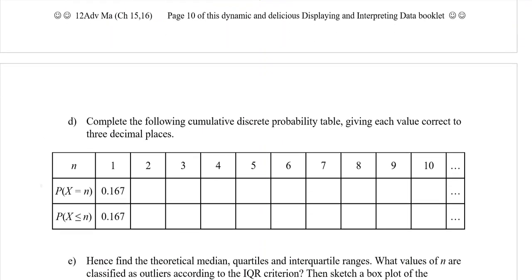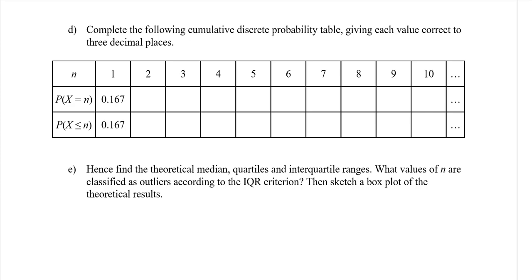All right, question D. More mixing of the probability, though not series. Complete the following cumulative discrete probability table, giving each value correct to 3 decimal places. So, when we're using this notation, the probability that the event which we're calling x is equal to n, and the first n is going to be n is equal to 1. So when I have to roll it once, what is the probability?